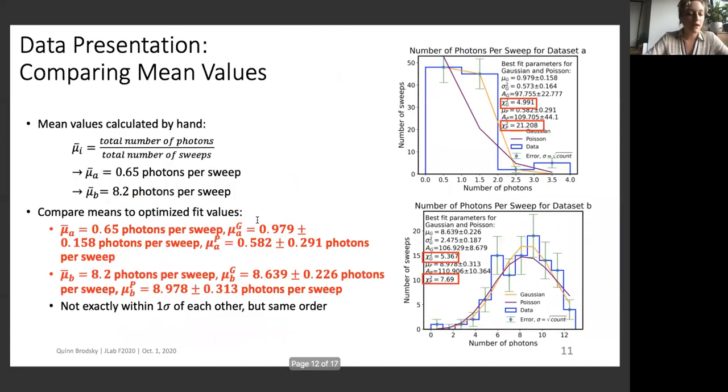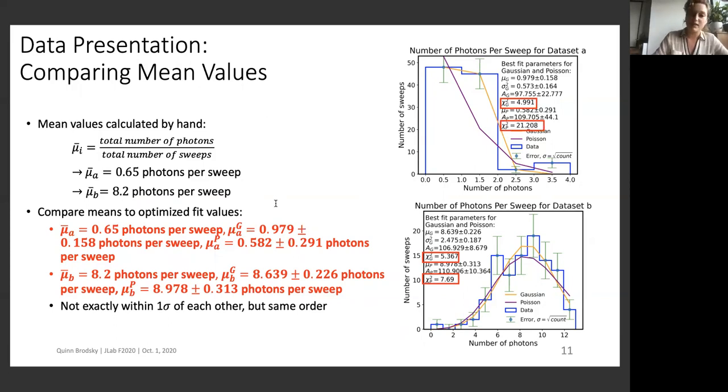I compared these means to a mean that I calculated by just summing over all the photon counts over all of the sweeps in the data set, and dividing by the total number of sweeps in this data set, which corresponds to 2,500 nanoseconds. For data set A, that number results to be 0.65 photons per sweep and about 8.2 for data set B. And you can tell by comparing these means to the means that you get from the Gaussian and the Poissonian distributions that they're fairly close to each other.